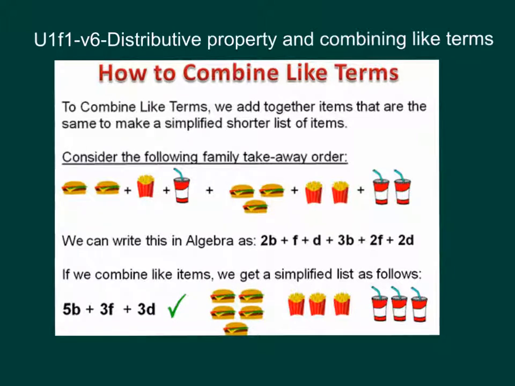So we have the 2 burgers and the 3 burgers. We group those together and get 5 burgers. We have the 1 fry and the 2 fries. Group those together and we get 3 fries. Then we have the 1 drink and the 2 drinks, and we group those together and get 3. That's what we're doing when we give things variables. It's distinguishing it from something else, and it's representing something.